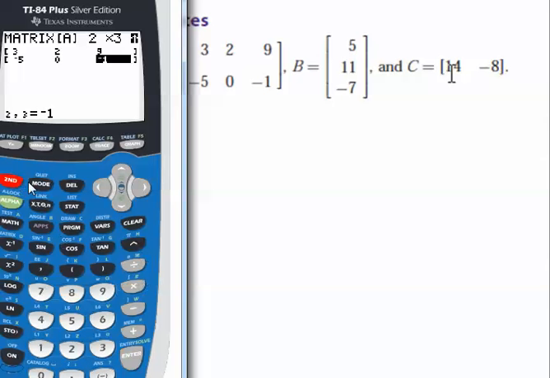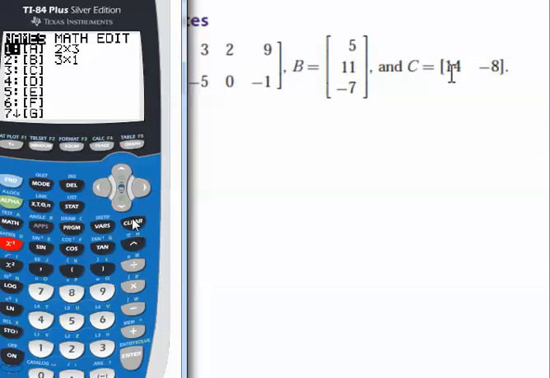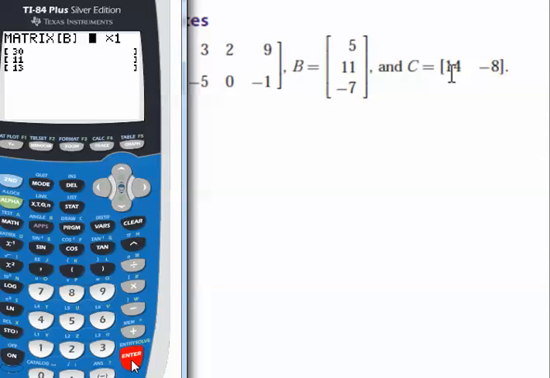Okay, second quit, second matrix. I'm going to go over to edit, and I'm doing B matrix this time. And it's a 3 by 1, and my numbers are 5, 11, and -7.